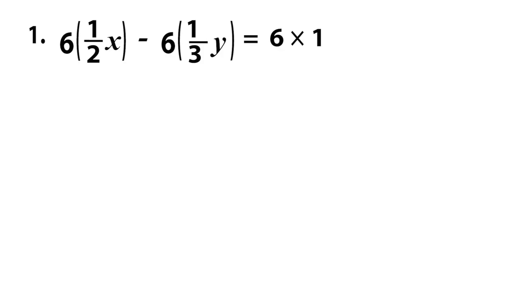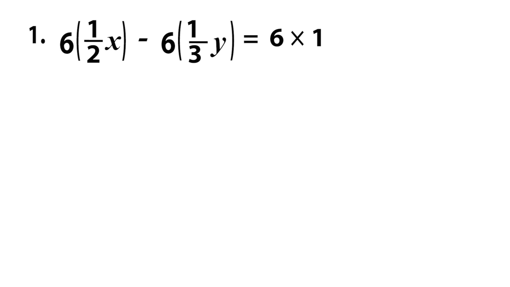So the best thing we can do here is to clear the fractions in equation 1 and equation 2. How do we do that? We shall multiply equation 1 by the LCM, which is equal to 6. And so we have 6 times 1 over 2x minus 6 times 1 over 3y is equal to 6 times 1.